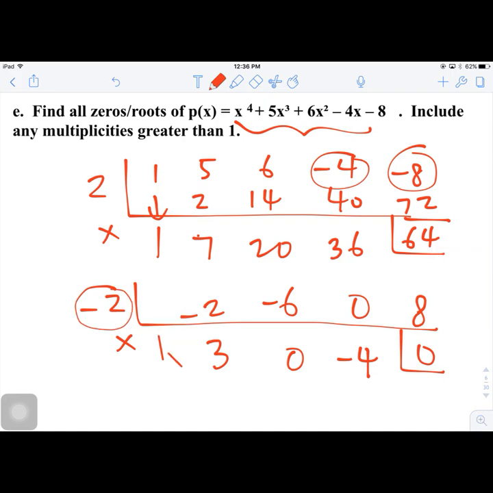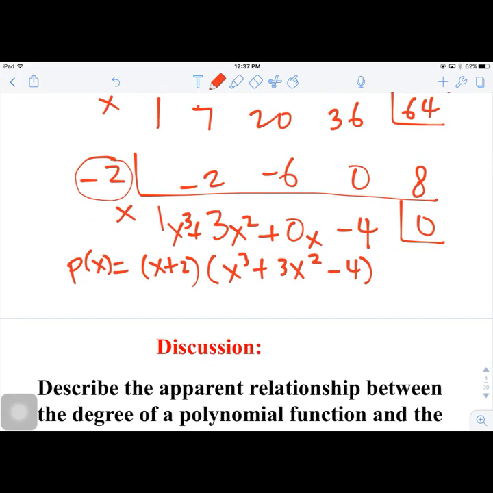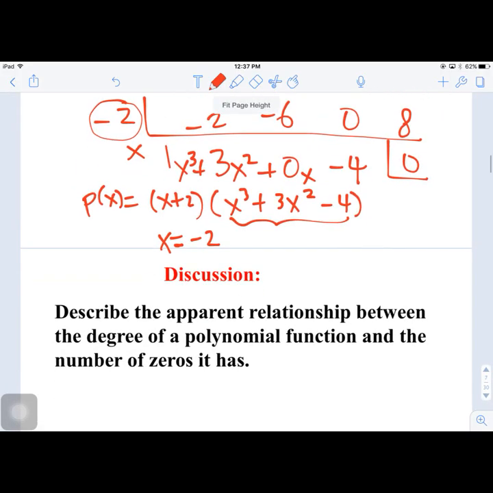So we found one. We're going to reduce this to x cubed plus 3x squared, and then we have a 0x minus 4. Then let's rewrite the polynomial as x plus 2 times x cubed plus 3x squared minus 4. And I believe the only 0 is going to be -2, the real one. And we will not be able to factor any further. So I will stop the problem here.